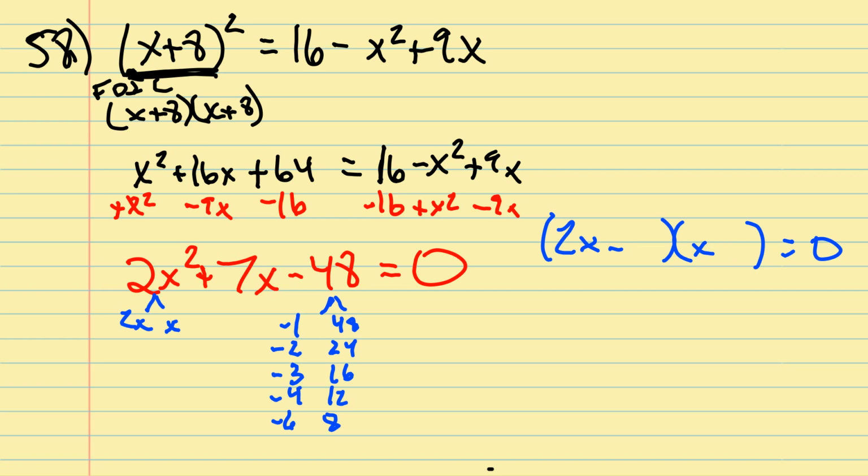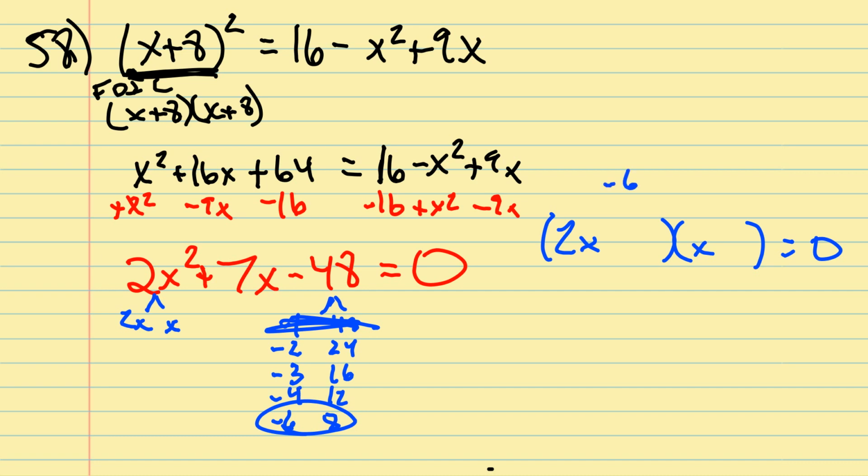I flip it and put 48 and -1. I get 48 on the inside, minus 2x on the inside, that's 46, so that's not going to work. Now I'm going to cross negative 1 and 48 off my list. I'm going to go back to negative 6 and 8.